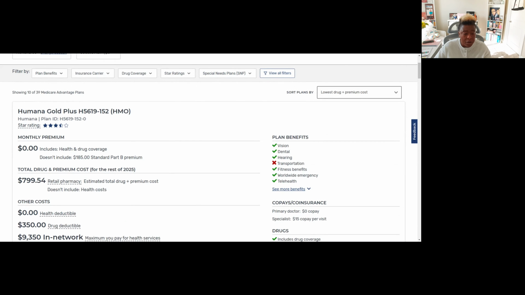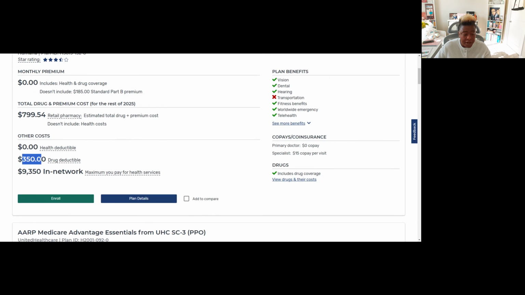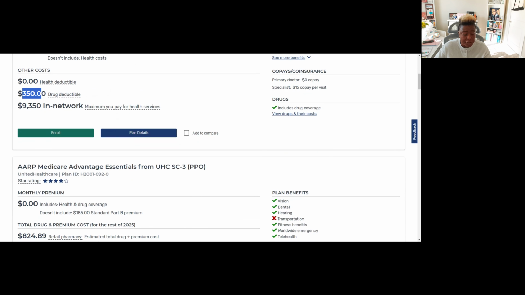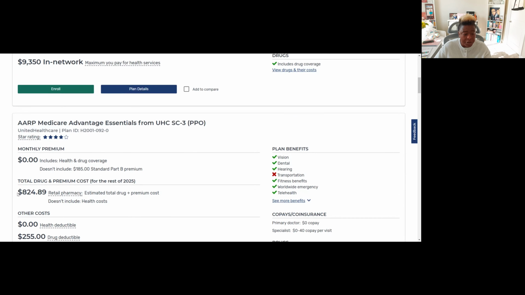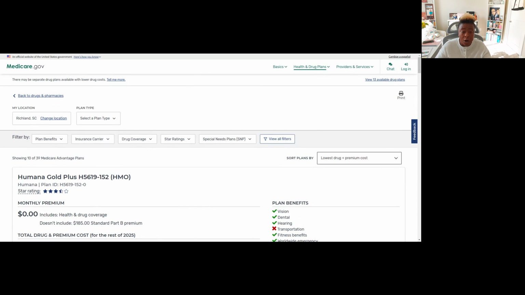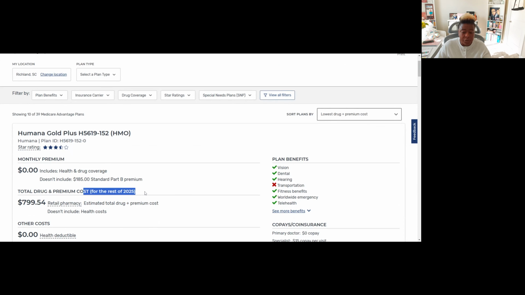Now you see Humana Gold comes up as the number one plan with the lowest drug and premium cost for the year, which would be $799.54. The plan has a $350 drug deductible. The second one that comes up is this United Healthcare plan with the drug cost being $824.89 for the year. I'm always going to look at these plans that rise to the top first, because again, it is the lowest drug and premium cost for the year. This is going to be for the rest of 2025. Today is January 18th, so this would be from February 1st until the end of December.